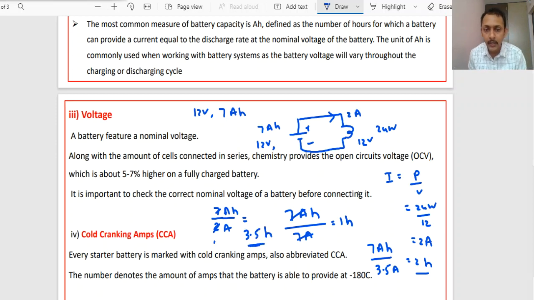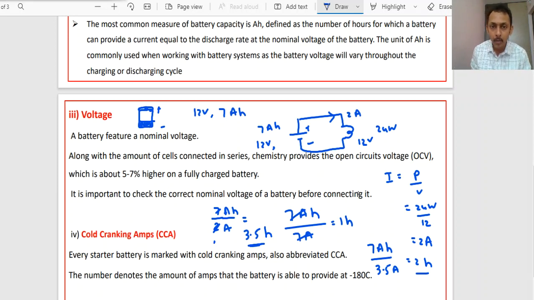But it does not mean that you should completely discharge the battery. Some reserve capacity is to be maintained at the bottom of the battery. Instead of completely discharging the battery, some reserve capacity is to be left at the bottom, which will not disturb the life of the battery. You should not completely extract the entire energy stored in the battery, right?